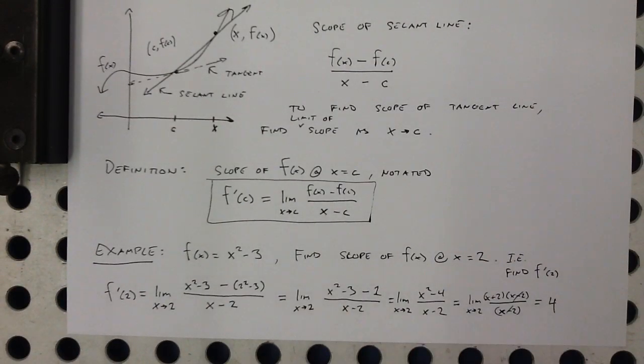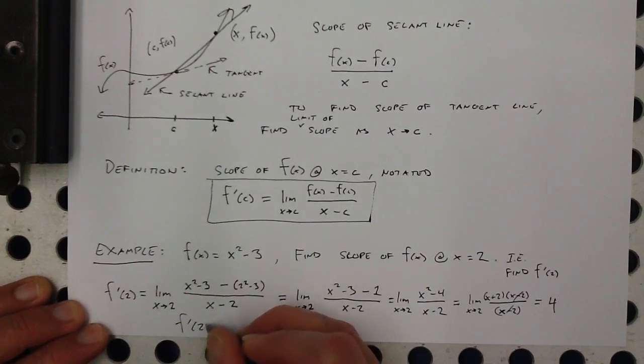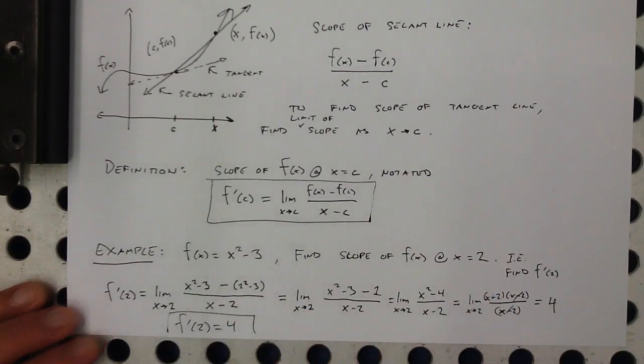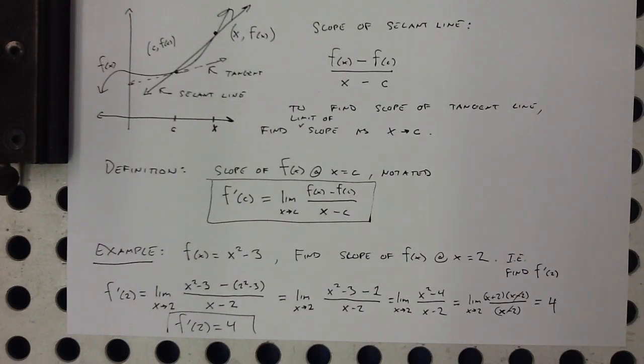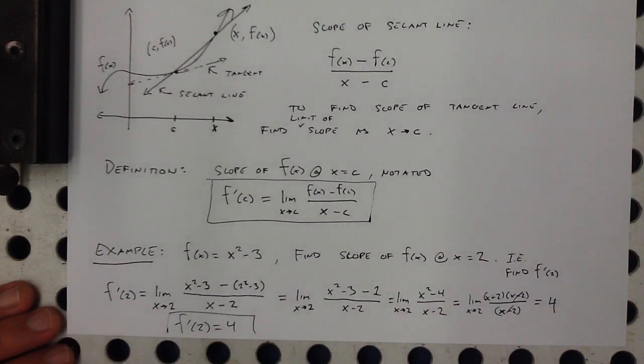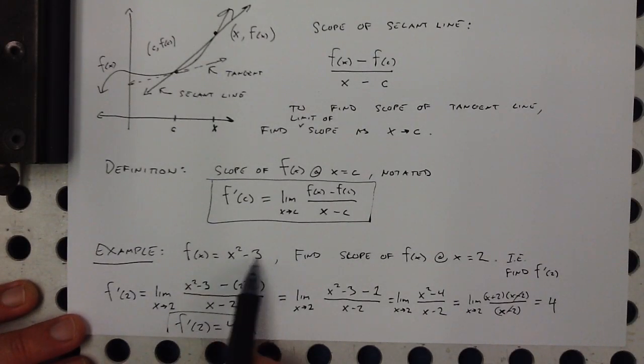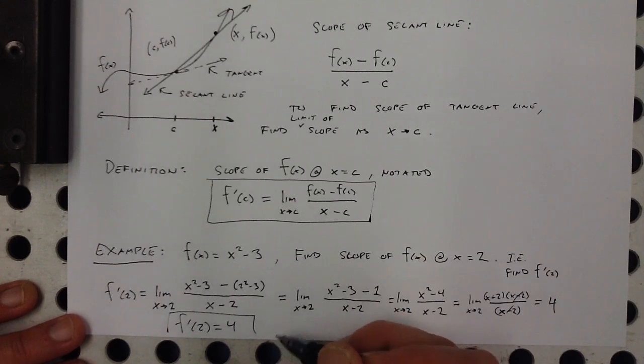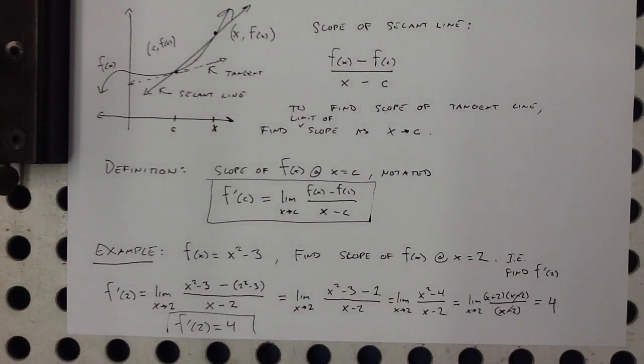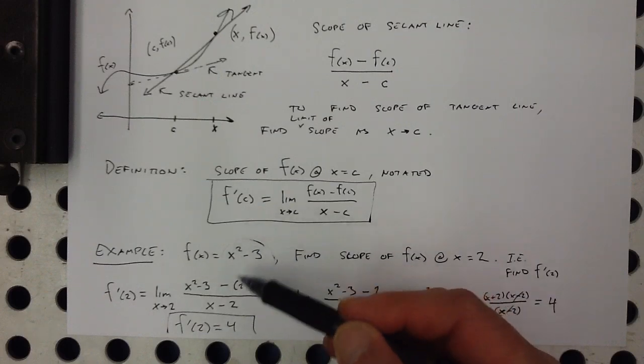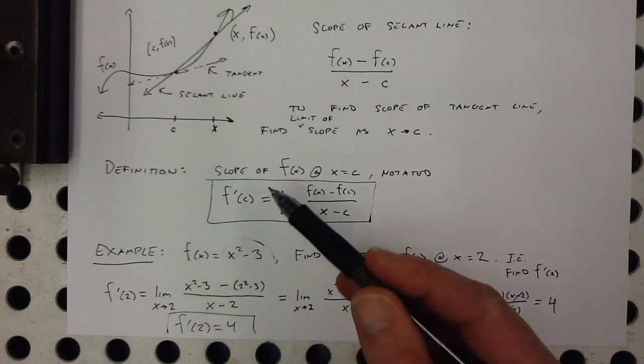So f prime of 2 is equal to 4. I'll just write that without all the intervening stuff. f prime of 2 equals 4. What does that mean? It means that if you graph this function, x squared minus 3, and you look at the point 2 comma 1, if you plug 2 into this, at that point, the slope of the tangent line to this parabola right there is 4. I'd like you to take a minute and graph that and find that point and see if it looks like the slope is 4. You can graph that by hand pretty easily or do it in your calculator. It doesn't matter. But find that point, and you can see that the slope of the tangent line looks like about 4, maybe about so steep as that.